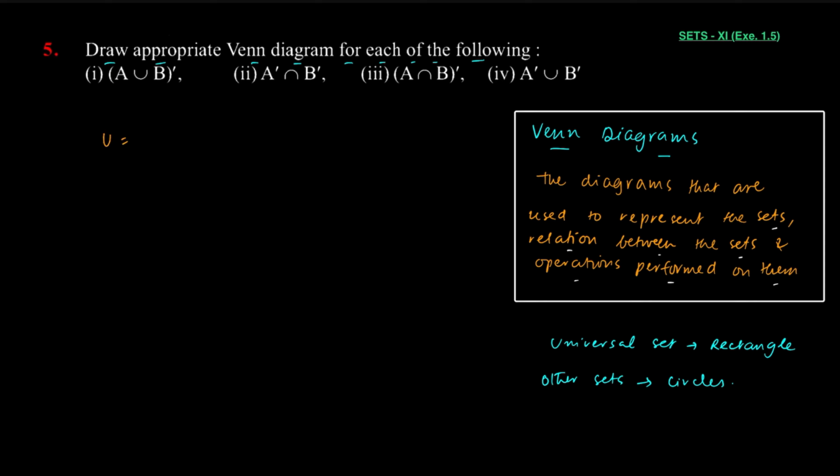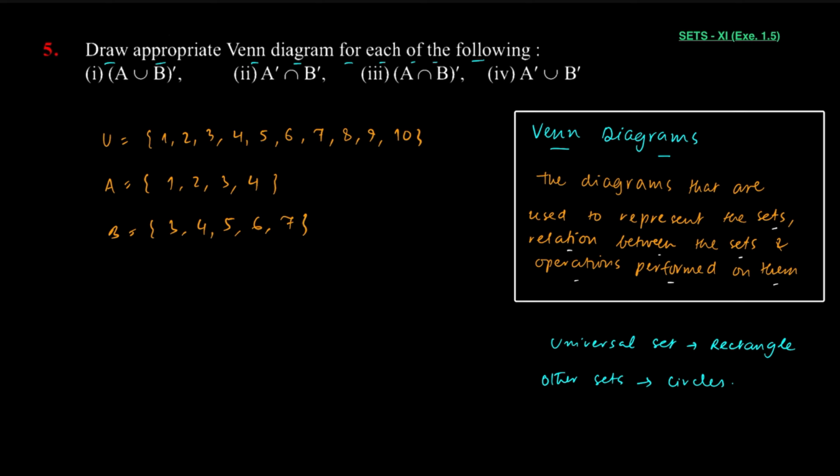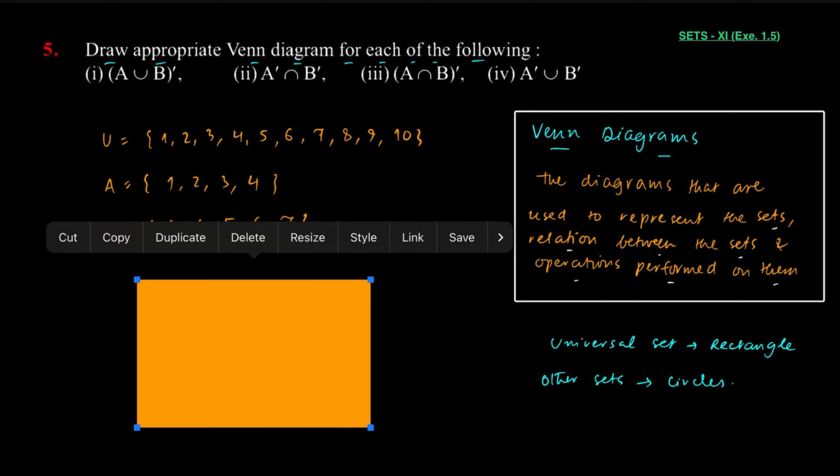Suppose we have a universal set having elements as 1, 2, 3, 4, 5, 6, 7, 8, 9 and 10. We have set A with elements as 1, 2, 3, 4. Now let us suppose we have another set B with elements as 3, 4, 5, 6 and 7. Now let us try to represent this very situation in the form of a Venn diagram. So let us represent the universal set with the help of a rectangle. So here this rectangle represents our universal set.